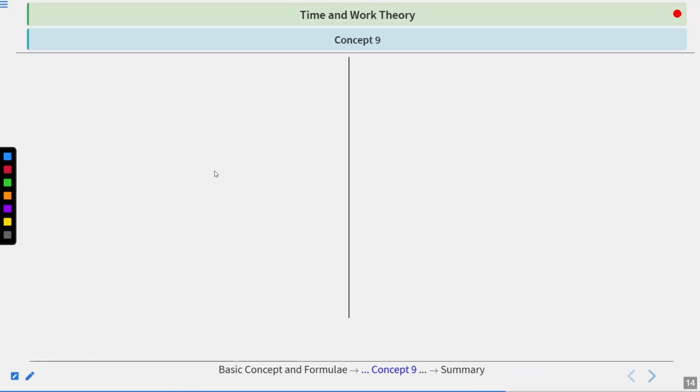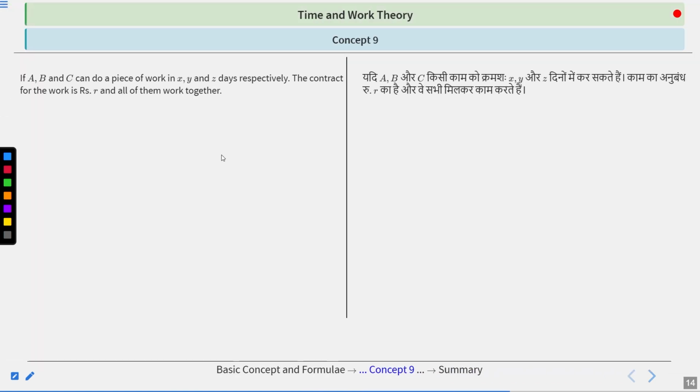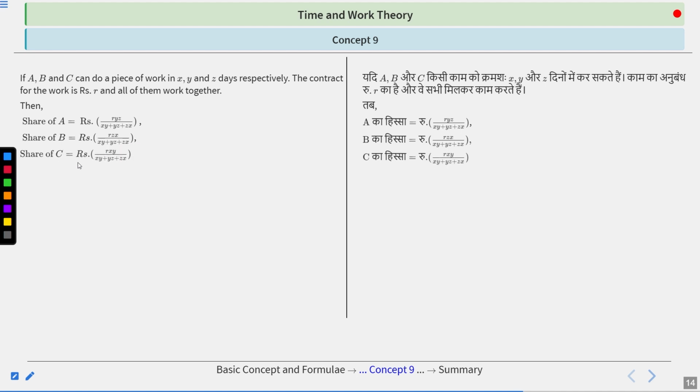Clear? Next, if A, B, and C can do a piece of work in X, Y, and Z days respectively, and they contract for the work for rupees R for all of them working together, then the share of A will be R into Y into Z upon X into Y plus Y into Z plus Z into X. The share of B will be R into Z into X upon X into Y plus Y into Z plus Z into X. Same way, the share of C will be R into X into Y upon X into Y plus Y into Z plus Z into X.